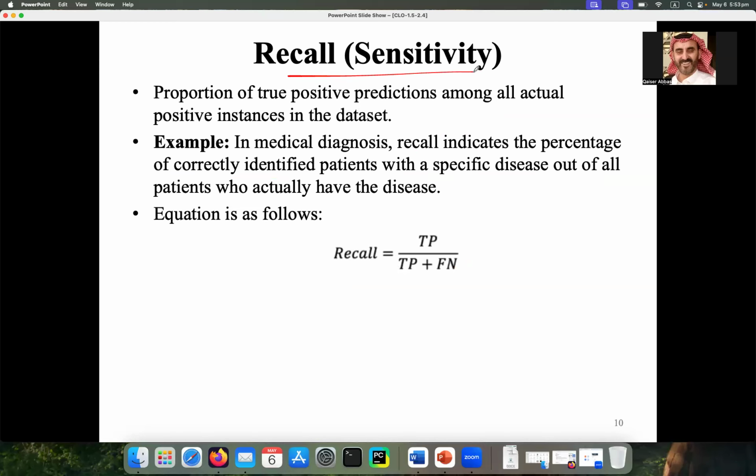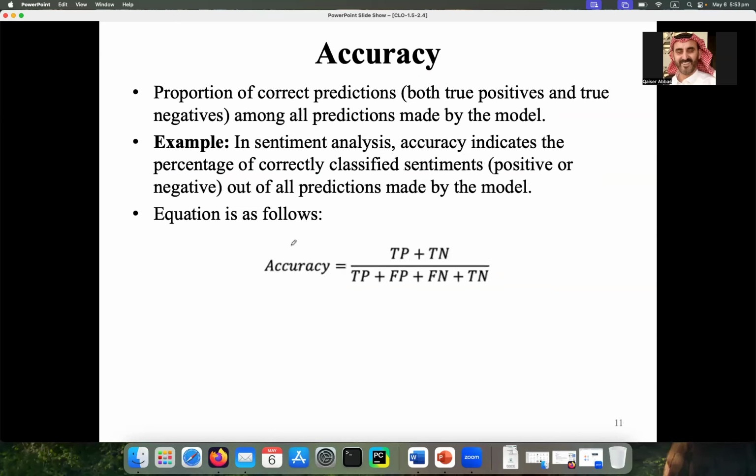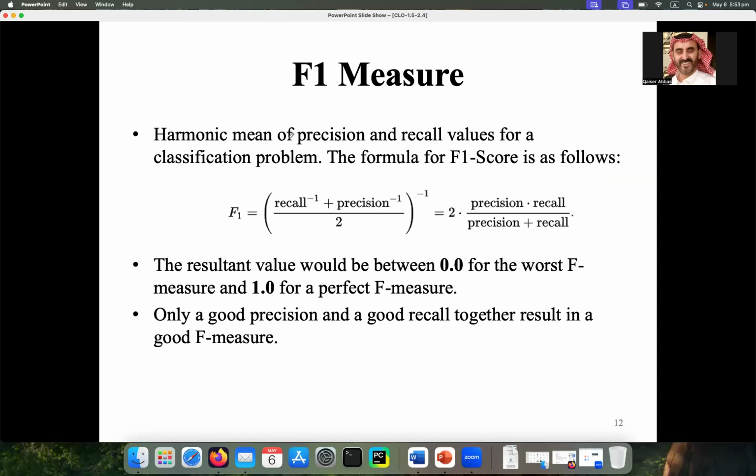Recall is also given here, that formula. Same definition, same equation. Accuracy, same definition, same equation. F measure, same equation, same definition. F measure here, recall inverse. What does it mean? Recall inverse means 1 over recall. And precision inverse, what does it mean? 1 over precision. And this whole thing has an inverse.